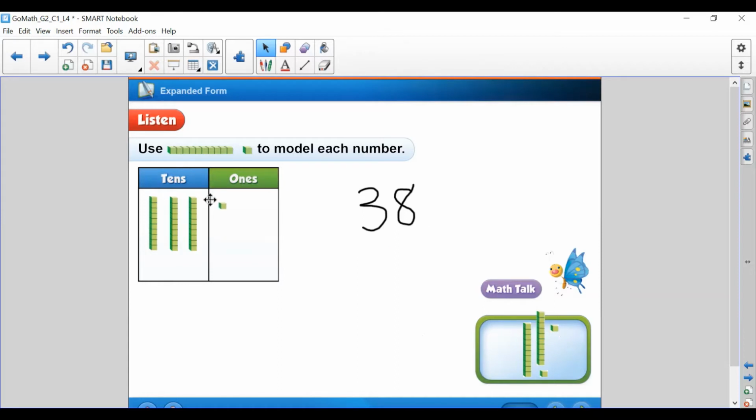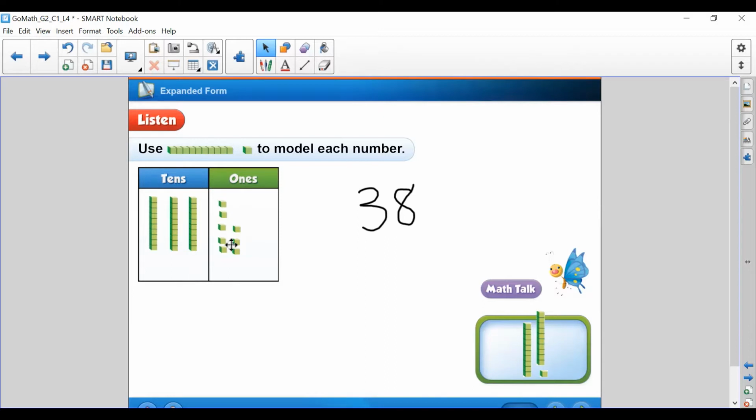There are 8. So let's put 1, 2, 3, try to get them lined up, 4, 5. We like to put them in a stack of 5 and then start our next stack next to it. Okay, that is 7 and that is 8. So do you see that, boys and girls? That's how we model 38 with base 10 blocks.